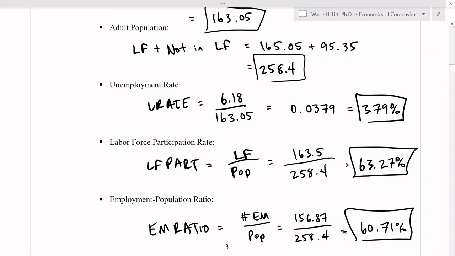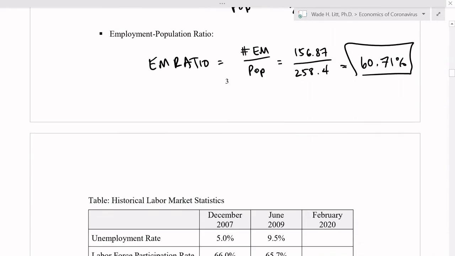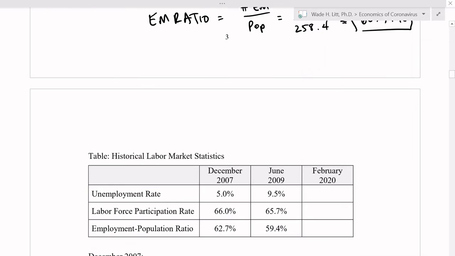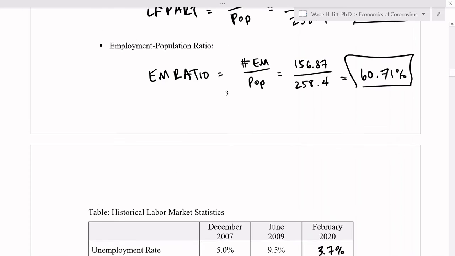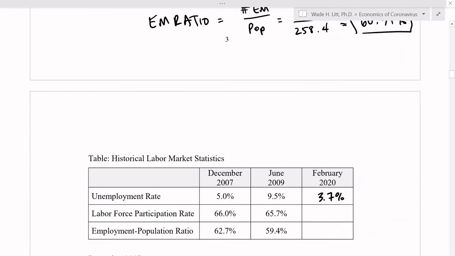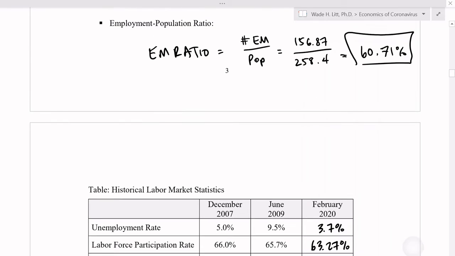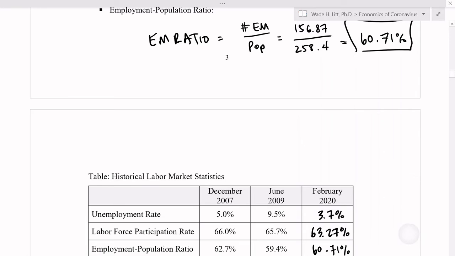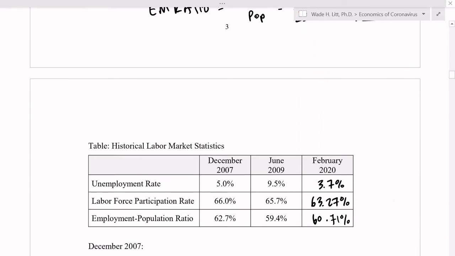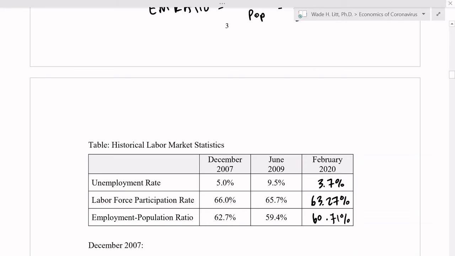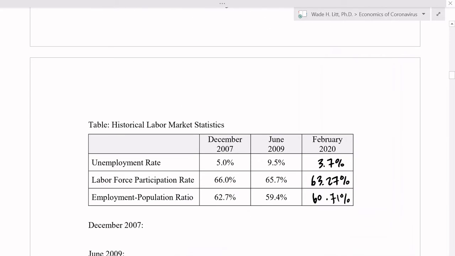Okay, so those are the calculations. And let's go ahead and throw these onto this table on the next page. Okay, February 2020 unemployment rate, 3.7%, labor force participation 63.27%, and 60.71% for employment population ratio.